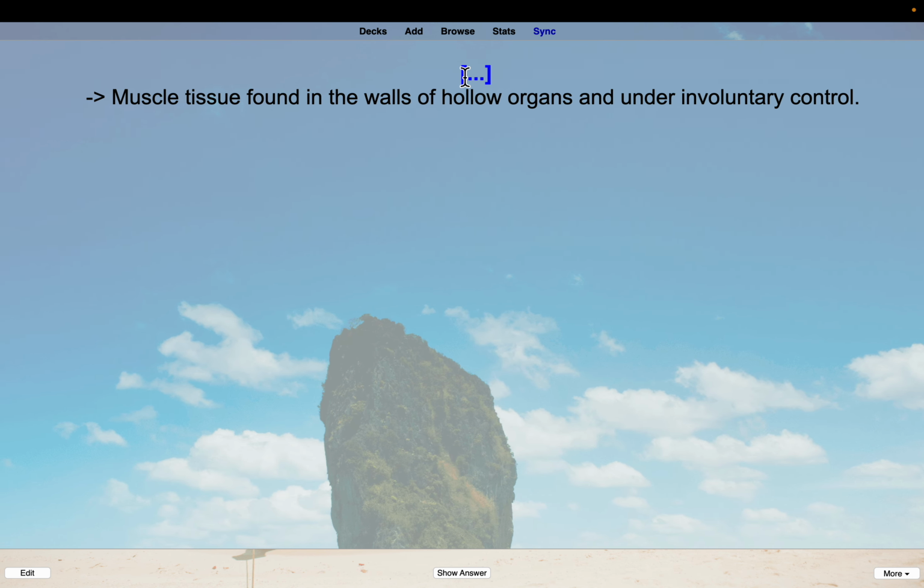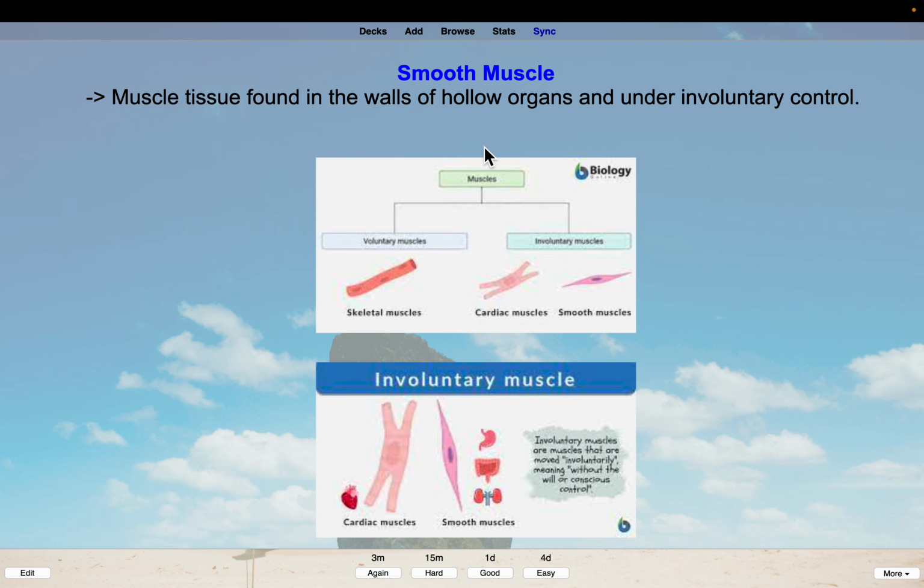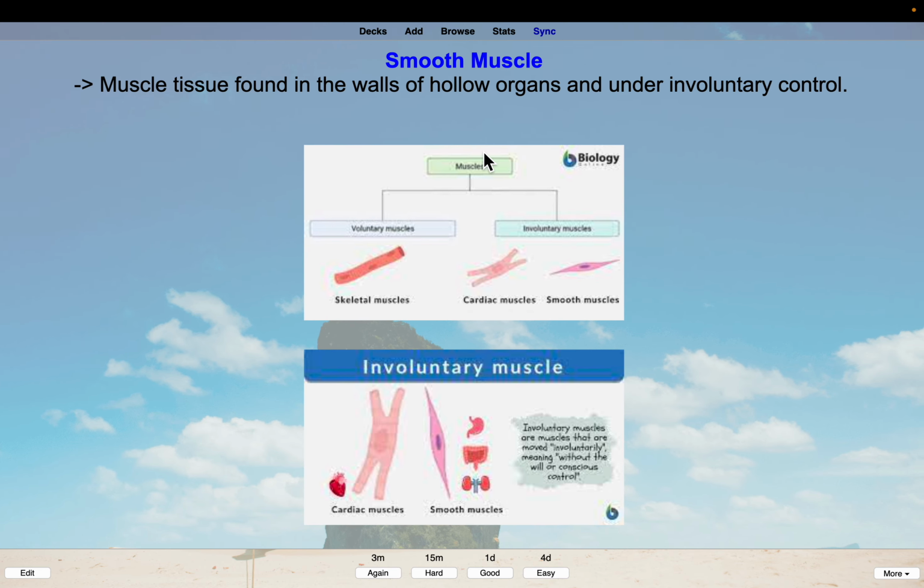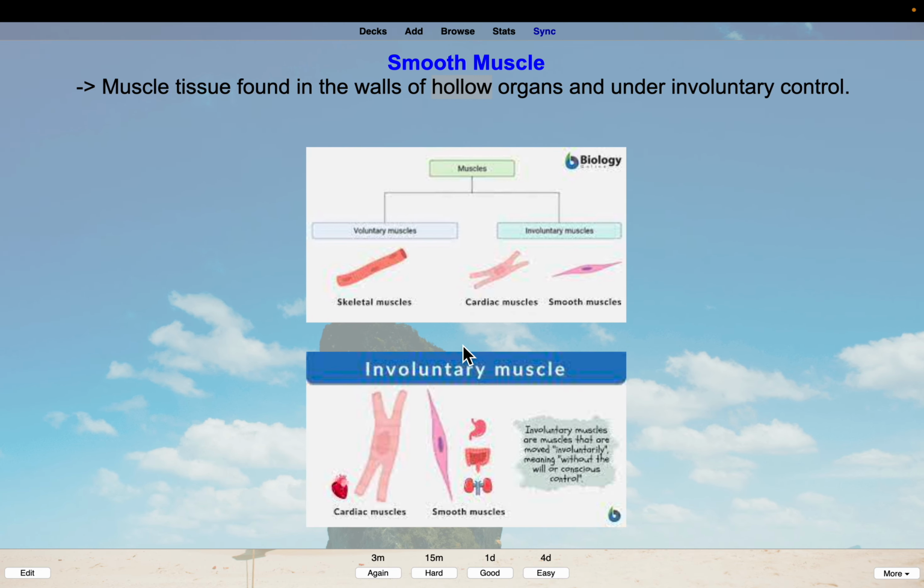Blank is the muscle tissue found in the walls of hollow organs and under involuntary control. So hollow organs, it doesn't state anything related to the heart. So this is smooth muscle. Okay. Hollow organs, or basically delicate ones.